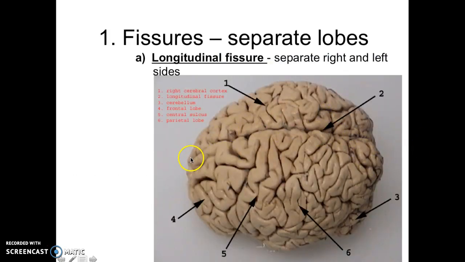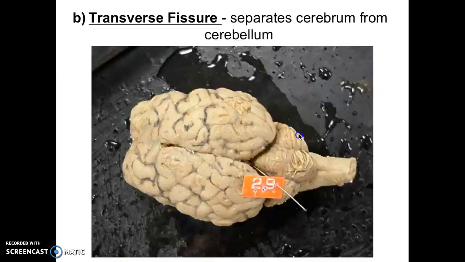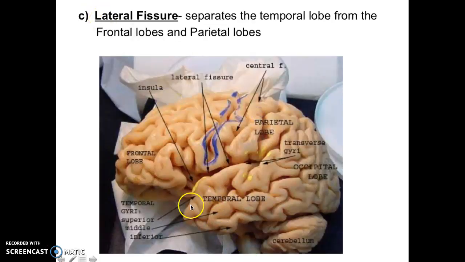Example again, you have a longitudinal fissure, which separates the left and right hemispheres. It's a deep groove. The transverse fissure would separate the cerebrum from the cerebellum, so this would be this groove right here. And the lateral fissure separates the temporal lobe from the frontal and parietal lobes. So you can actually put your finger in right here and separate the temporal lobe.